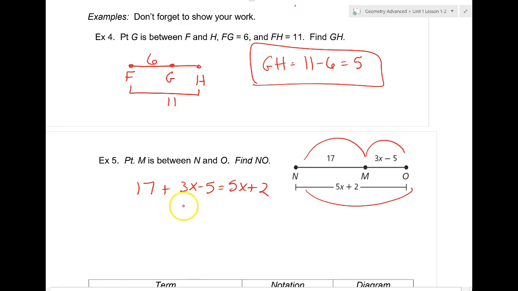Algebra. All right, so let's always simplify first before you start moving sides. So then we end up moving the 2 over. I'm going to go 3x plus 10 is equal to 5x. What do we got here? 10 is equal to 2x. x is equal to 5. Are you guys good with that? Or 5 is equal to x. Is that the same thing?